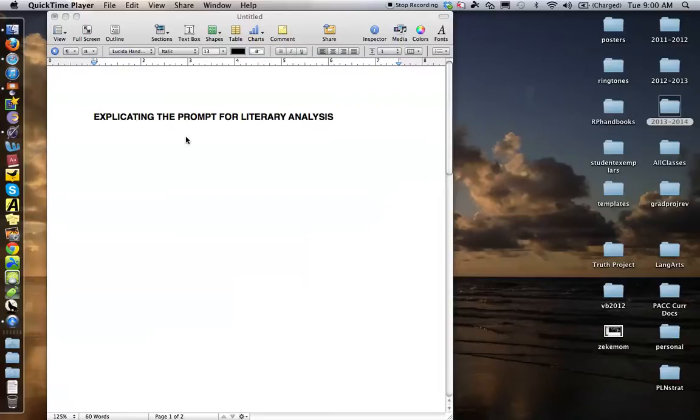For explicating the prompt for literary analysis, there are several things that you need to consider. Now, some of the things that I'm going to talk about are skills that you can use for any prompt that you're given to write. However, what most of this is going to be about is specific to literary analysis.